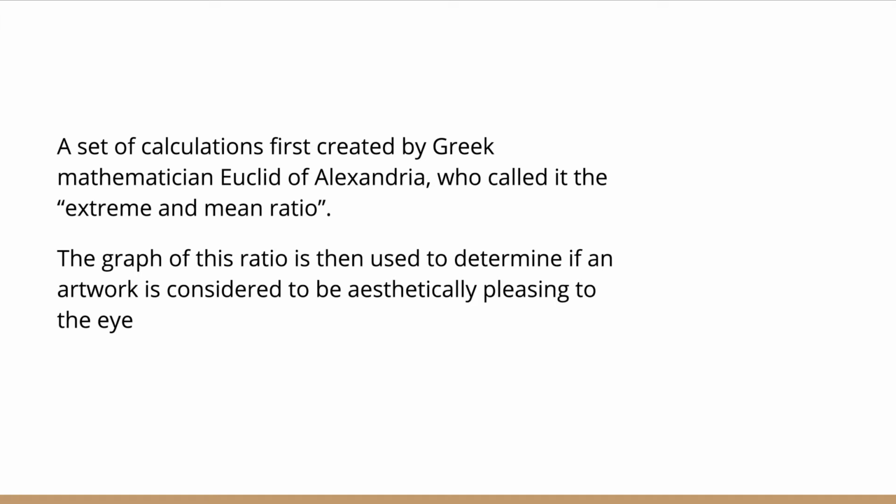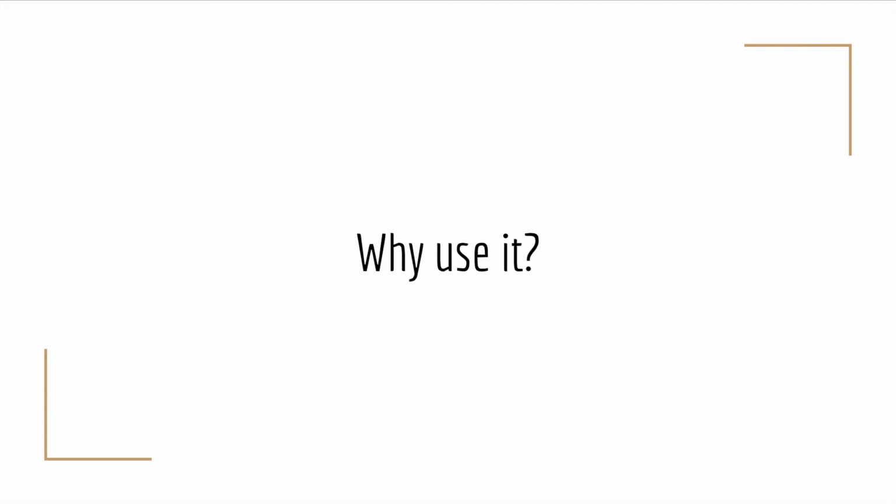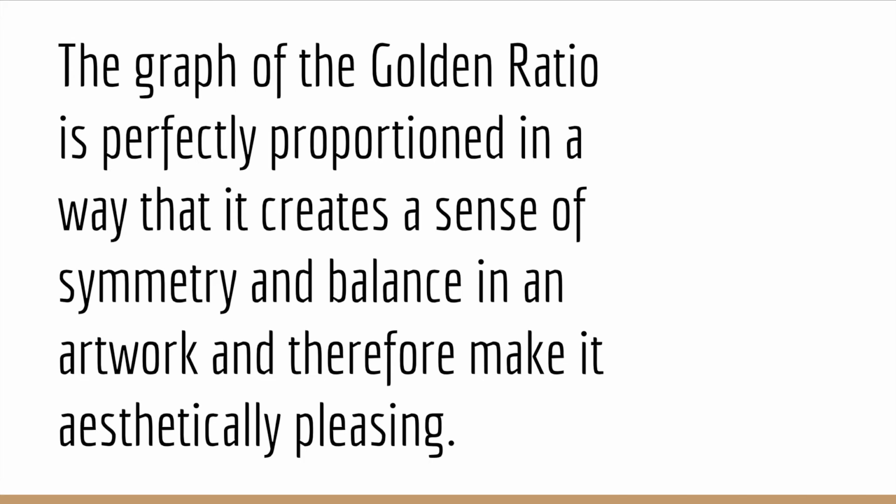Scholars use the graph of this ratio to help determine whether or not an artwork is considered aesthetically pleasing to the eye. Why use it, you may ask? Simple. The graph of the golden ratio is perfectly proportioned in a way that it creates a feeling of symmetry and balance in an artwork, therefore making it aesthetic to the eye.